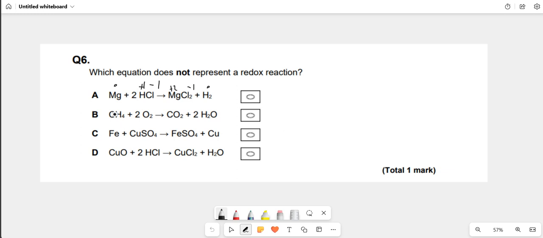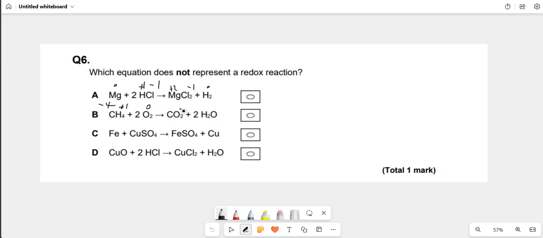B. CH4. Hydrogen always takes priority, always positive 1, and then C becomes negative 4. This isn't a hydride. When hydrogen is with a metal in a hydride, the metal takes priority. But here it's positive 1, so C has to be negative 4. And this is just the element, so 0.